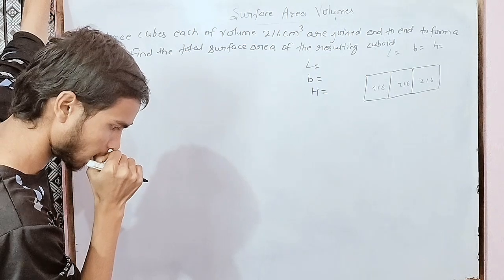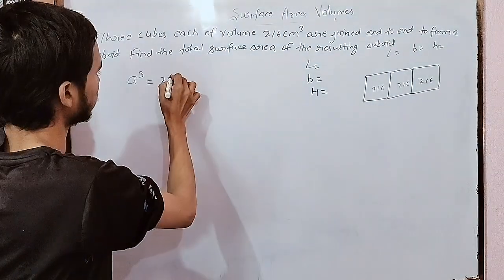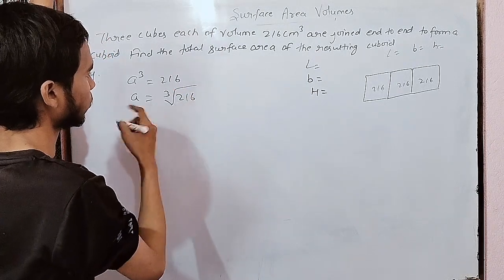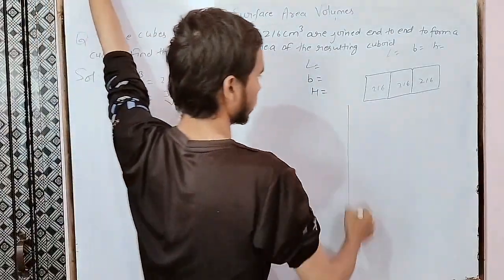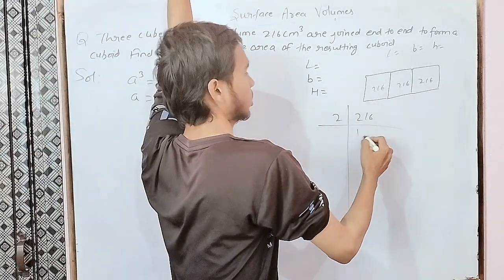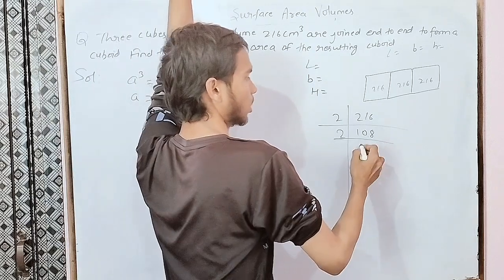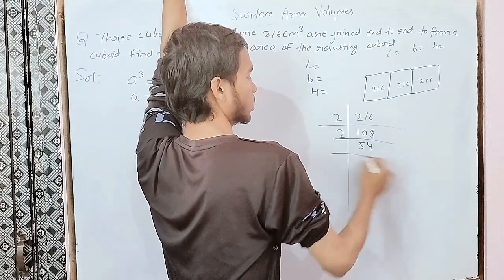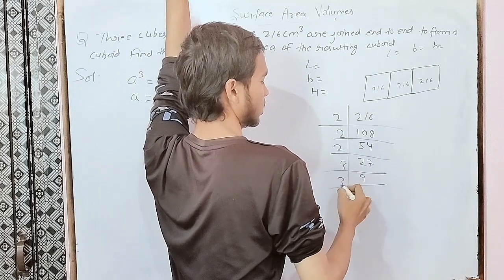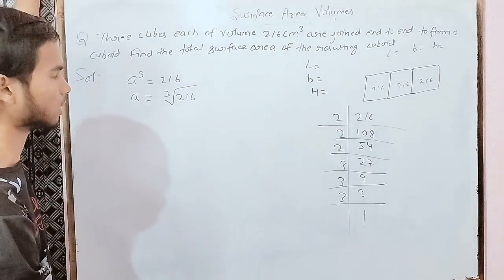Now we know the volume of a cube is how much? 216. So we will factor this number. As you do 216: divide by 2, 2 ones are 2, 2 eights are 16. Again by 2, 2 fives are, and 2 fours are. Again by 2, 2 twos are 4, 2 sevens are, 3 nines are, 3 threes are, 3 ones are. Like that. That's how we do factoring.